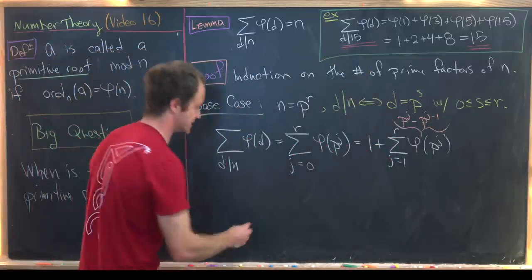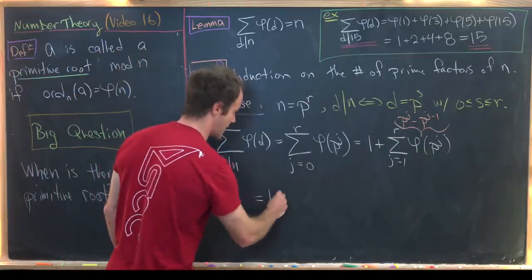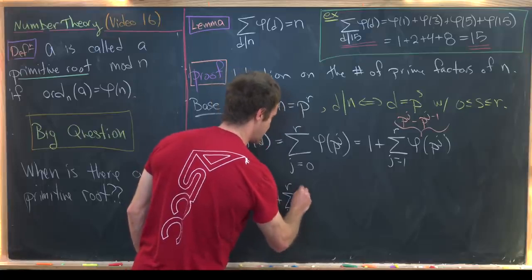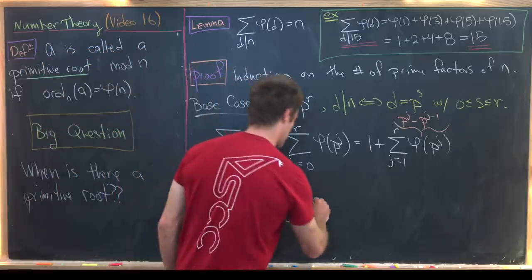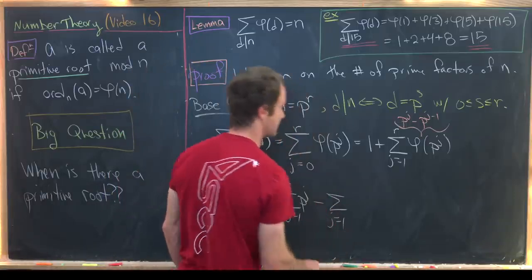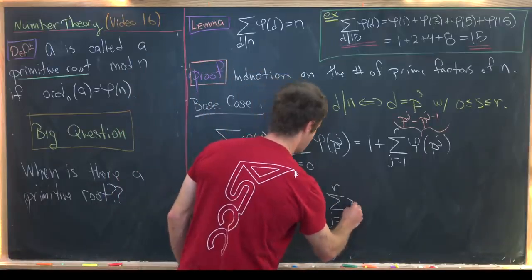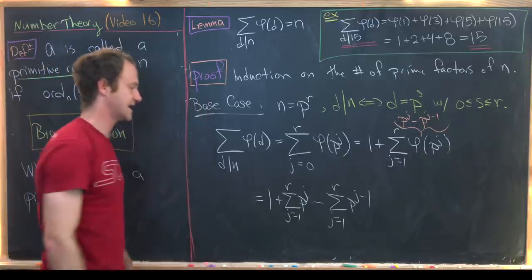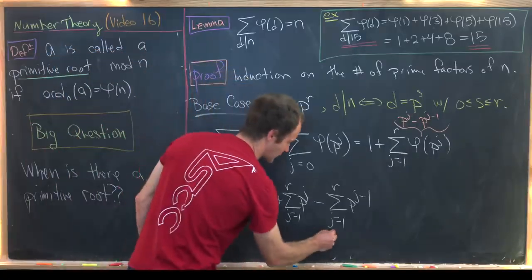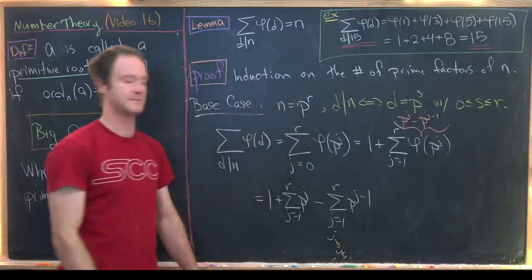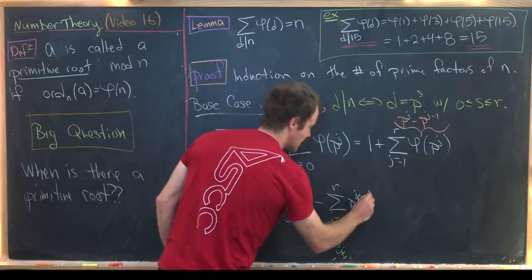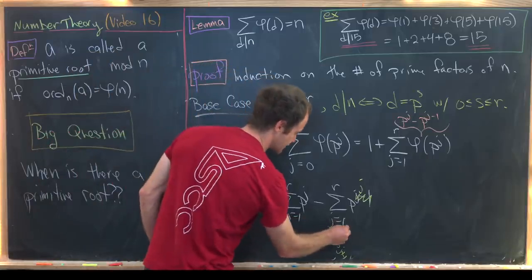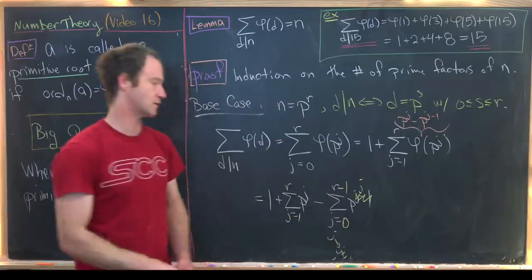Now we're going to go ahead and split that into two sums. So we've got that this is 1 plus our sum as j goes from 1 up to r of p to the j, and then minus our sum as j goes from 1 up to r of p to the j minus 1. Now we're going to re-index this second sum. Let's re-index this by replacing j with j plus 1. So that means this p to the j minus 1 will change to p to the j. And then our index will start at 0 and end at r minus 1.